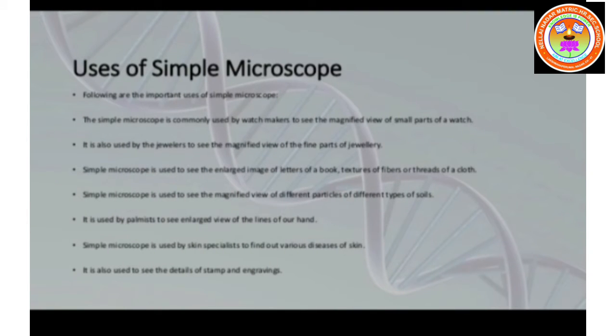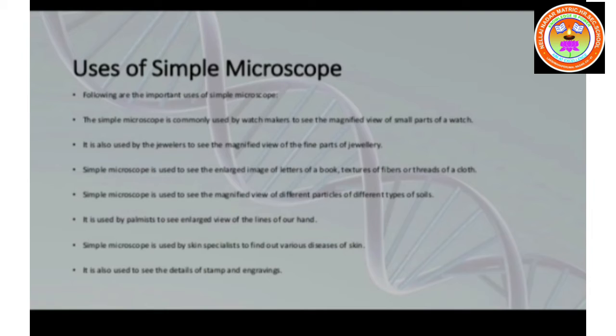And what are the uses of a simple microscope? First, it is used by watchmakers and jewelers. Second, it is used to read small letters clearly. Third, it is used to observe parts of flowers, insects, etc. And fourth, to observe fingerprints in the field of forensic science. So we have many uses, and I have given you only a few.